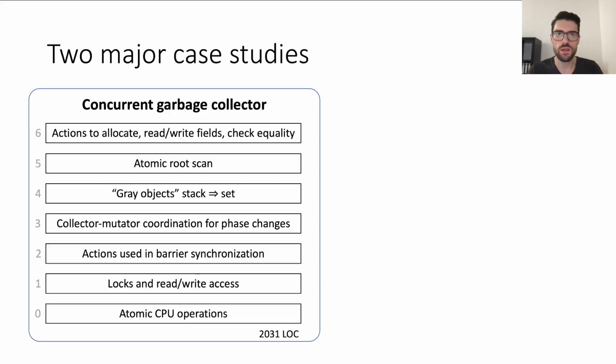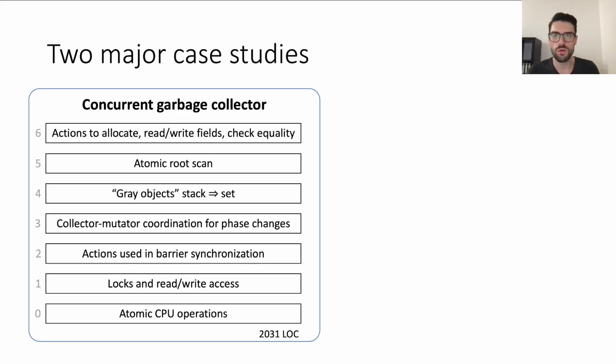Now that you have an understanding of layer refinement, let me briefly talk about two bigger case studies where we applied this methodology. The first one is a concurrent garbage collector, which periodically scans the heap for unreachable objects to deallocate, while concurrent mutator threads can still access and modify the heap. This proof is done via 7 layers of refinement.